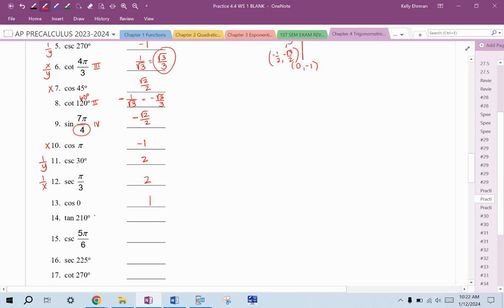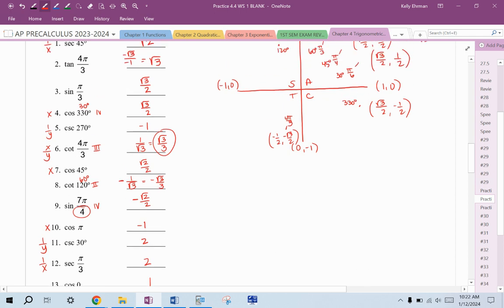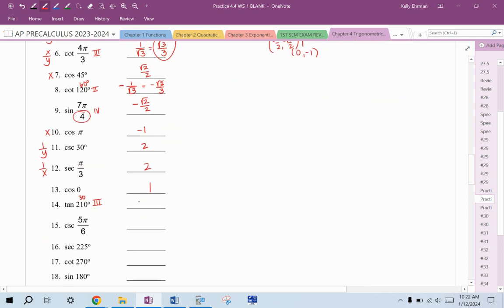210 is in quadrant 3, and it's the same as the 30-degree angle in quadrant 3, right? Because it goes with the pi over 6. So I just say, what's tangent of 30 degrees? It's 1 over radical 3. Should tangent be positive or negative in quadrant 3? It should be positive. So now I just rationalize.